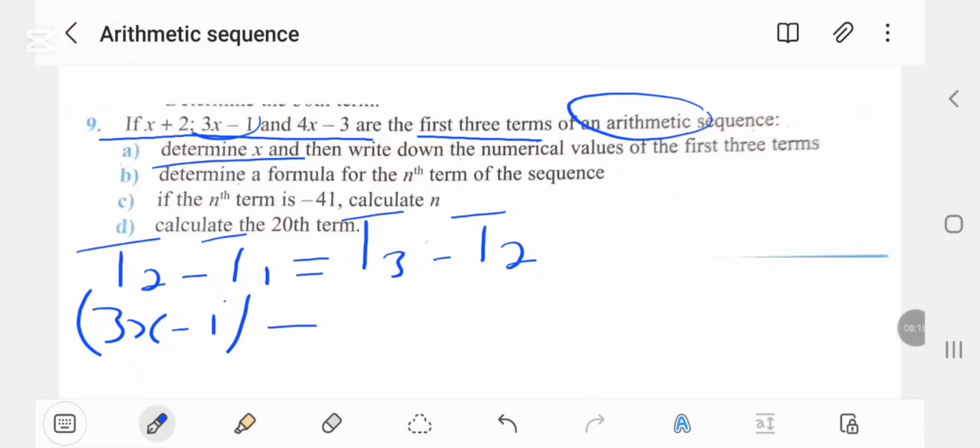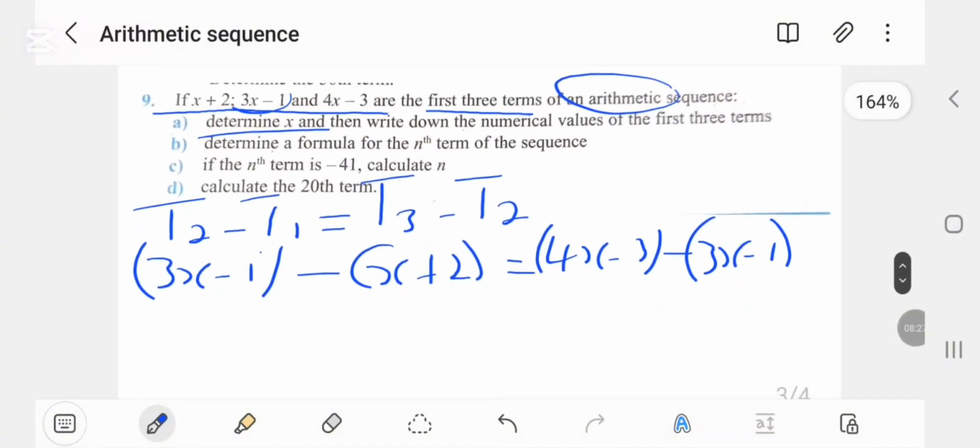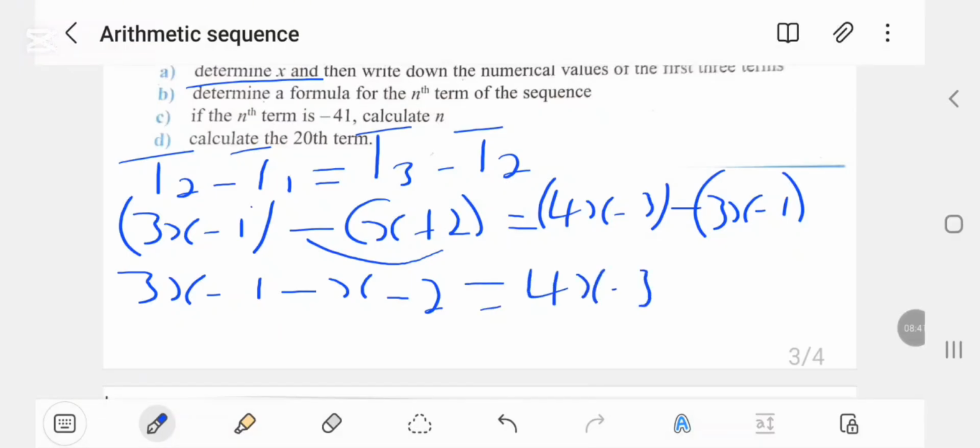I like when students make mistakes with the signs. T1 is x plus 2, T3 is 4x minus 3, T2 is 3x minus 1. Now we remove the brackets. So we have 3x minus 1 minus x minus 2 is equal to 4x minus 3 minus 3x. These two negatives have a positive 1.